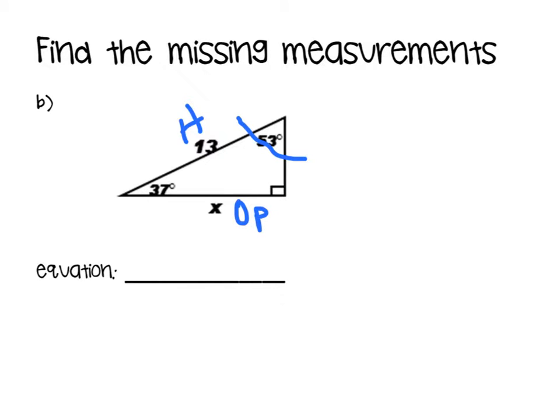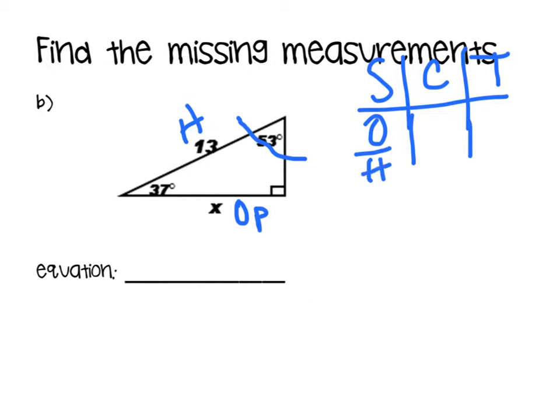So from our trig table that I use as reference, I can determine which trig ratio I'm going to use. You'll notice I have the hypotenuse and I have the opposite. I have O and I have H. That is my sine ratio.